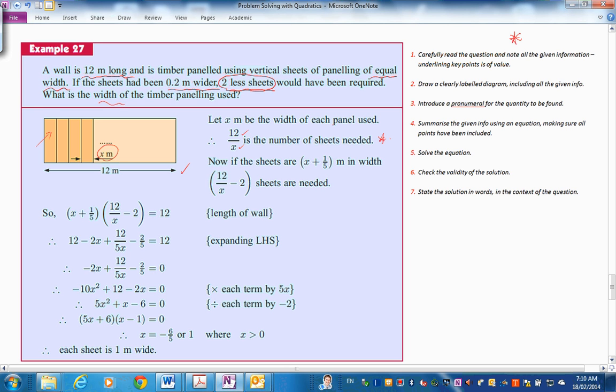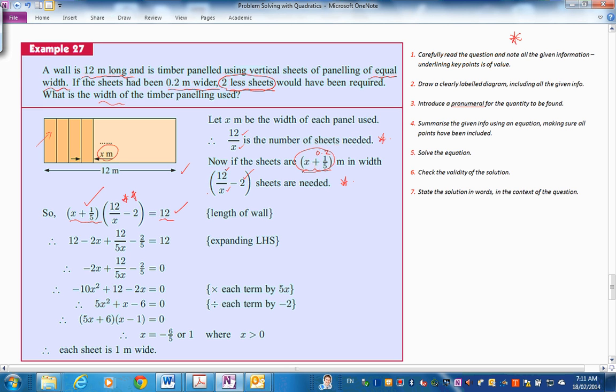Now if the sheets were 0.2 metres wider, so that's X plus 0.2, or X plus a fifth, then you'd need 2 less sheets. So the number of sheets would be 12 over X take 2. That incorporates all the given information. So if you have the sheets now of that width, you would need this many to make 12 metres. So this many lots of that width must come to 12.